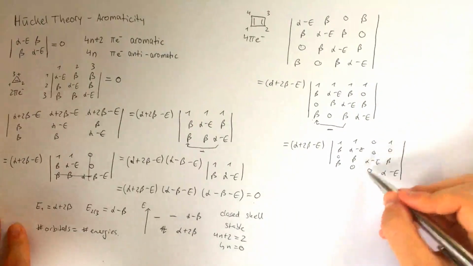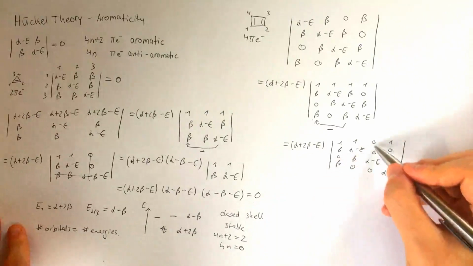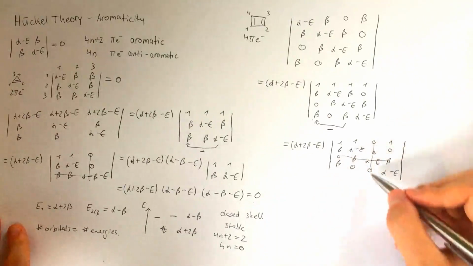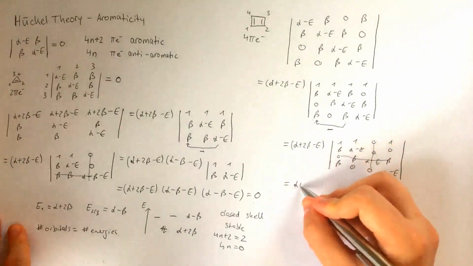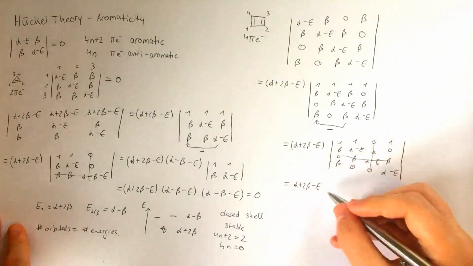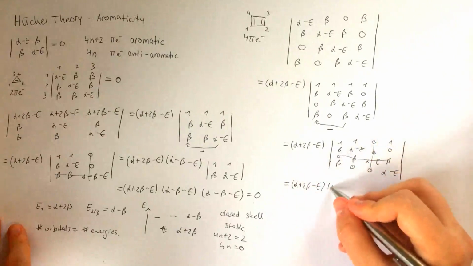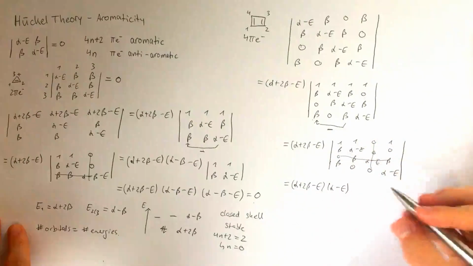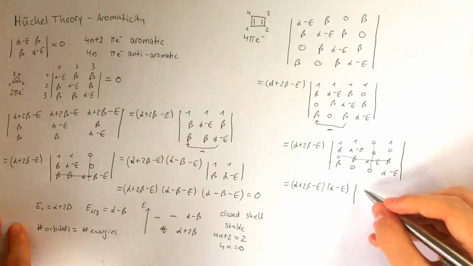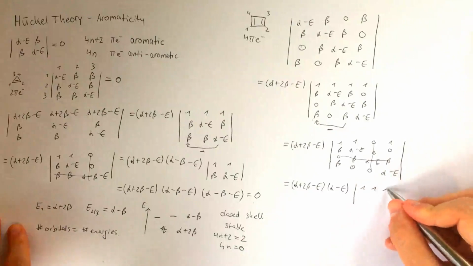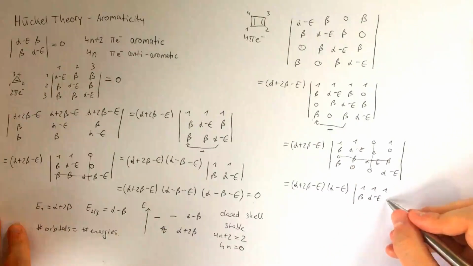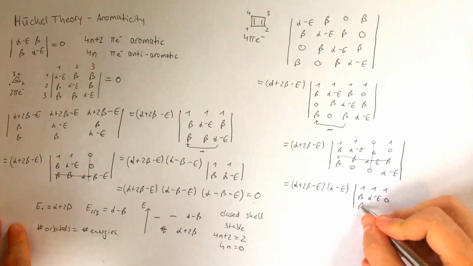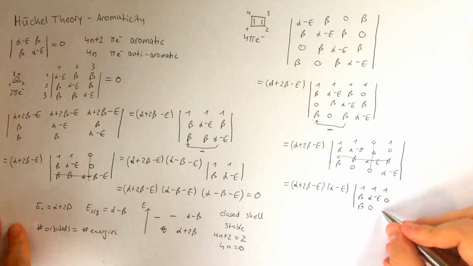Now I have 3 zeros here, which means I can expand across here, which factors out alpha minus E, and alpha plus 2 beta minus E, alpha minus E, and a 3 by 3 determinant, which is 1, 1, 1, beta, alpha minus E, 0, and beta, 0, alpha minus E.